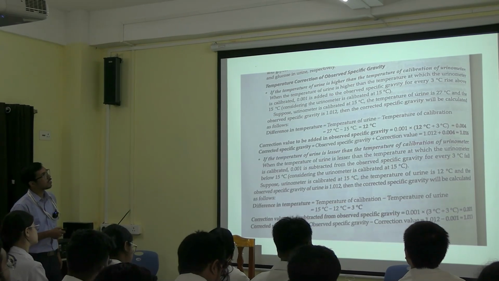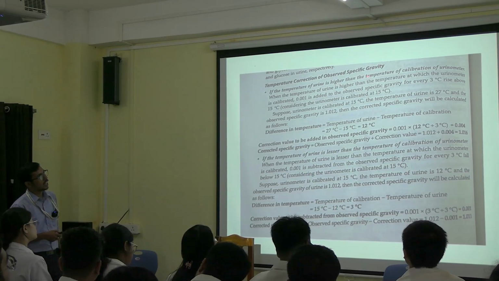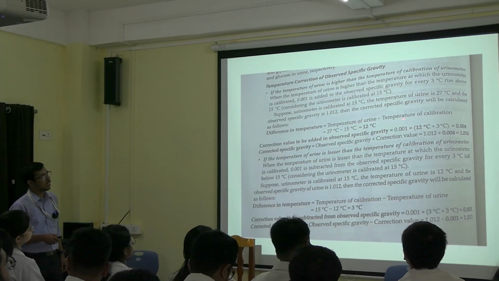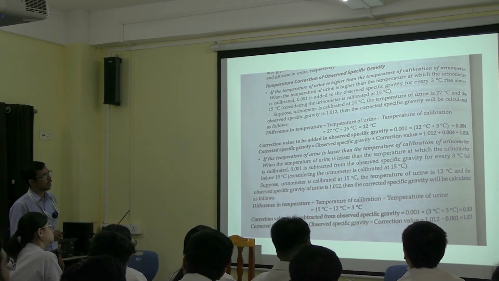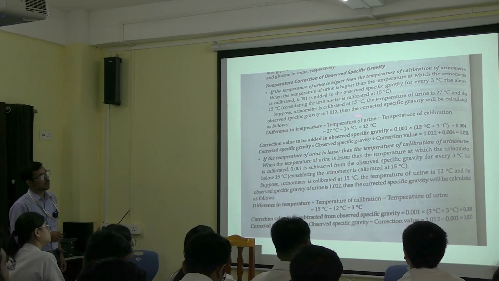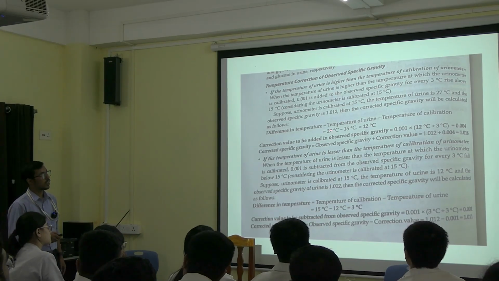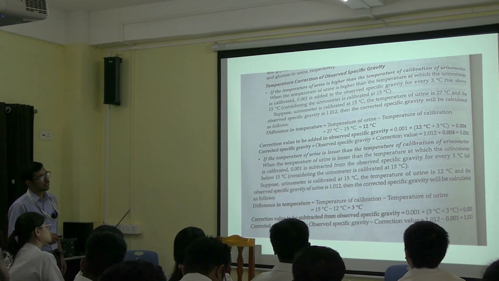So here we check the temperature correction of the observed specific gravity. If the temperature of urine is higher than the temperature of calibration of the urinometer, let's say the urinometer is calibrated at 15 degree standard, and the temperature of urine that is collected or kept as a sample is 27 degree, then we will deduct for that difference, that is 12 degree centigrade.